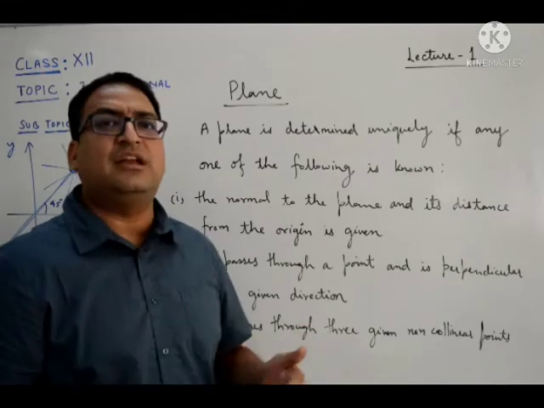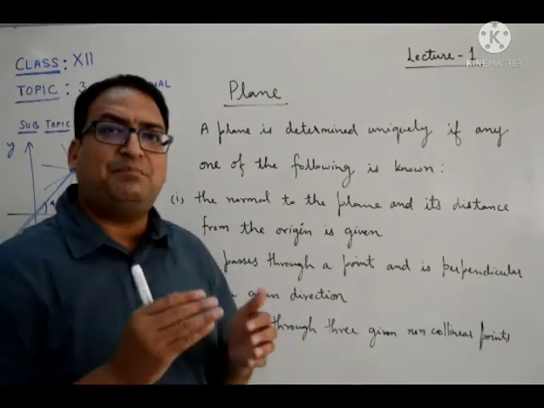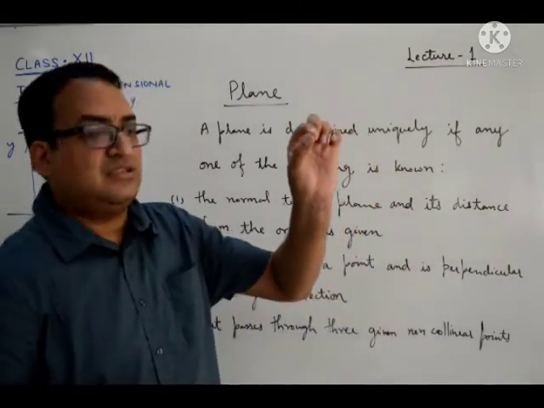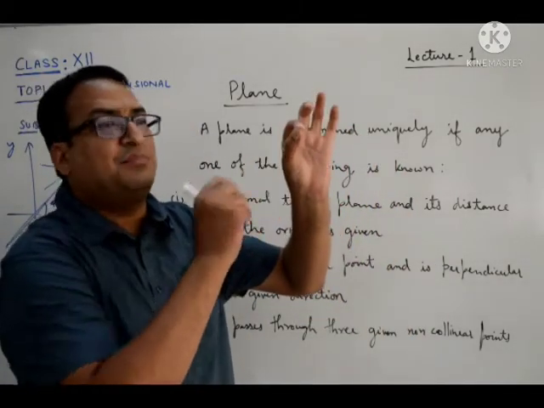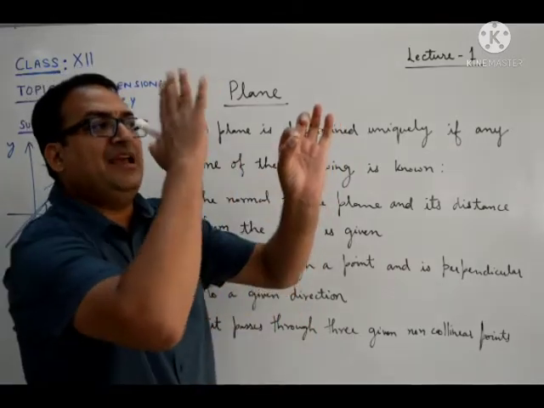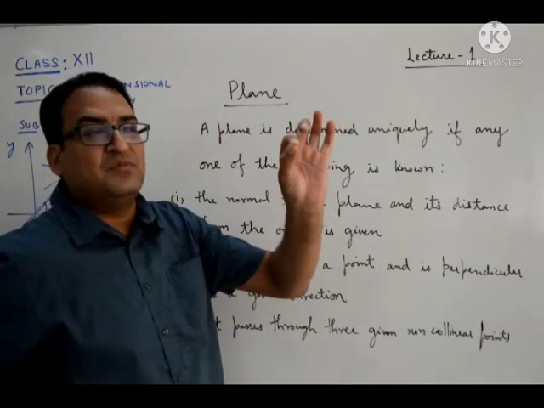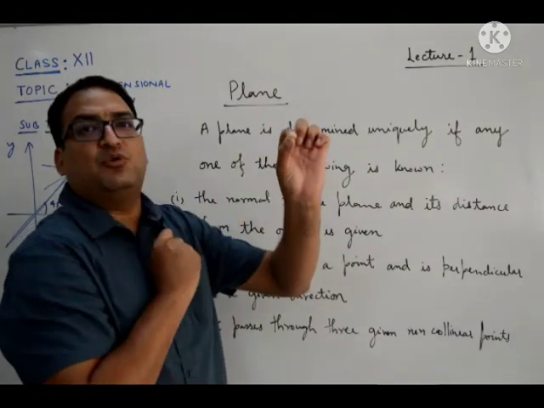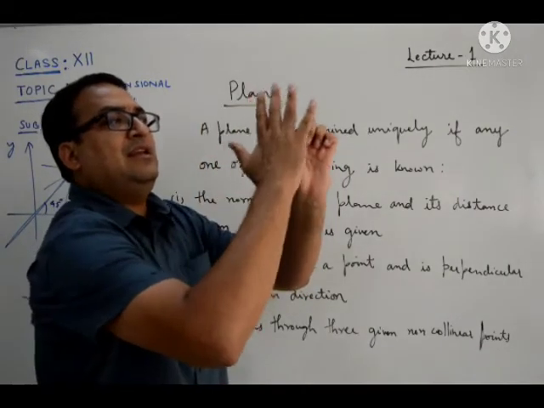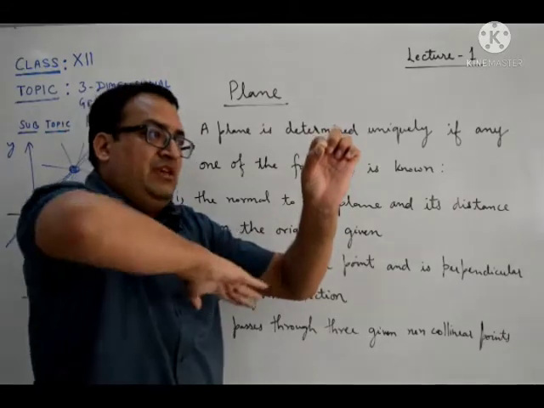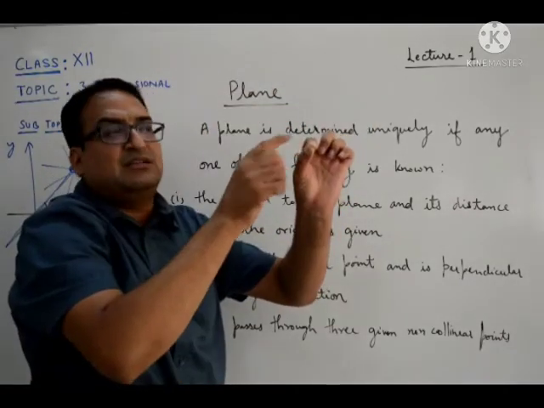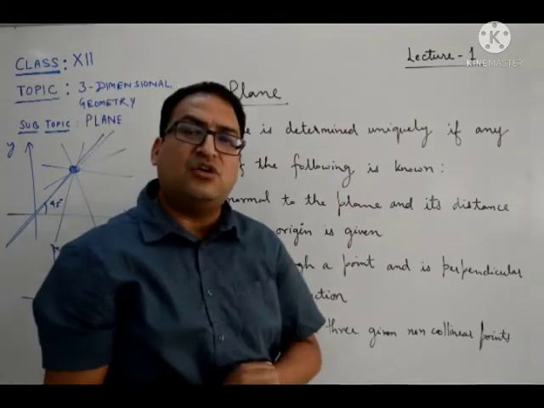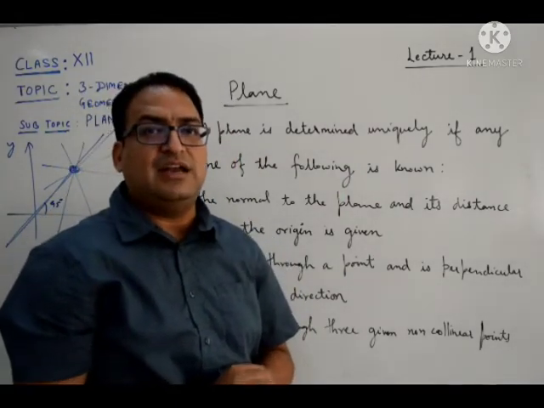But similarly in three-dimensional geometry, to fix a plane in space, again we see, suppose the tip of my finger is a point in space and a plane passes through this point, right? Can we have a unique plane through this point? No. We have this plane, we have this plane, we have this plane. There can be so many planes passing through this point. So one point cannot fix a plane in space, right?